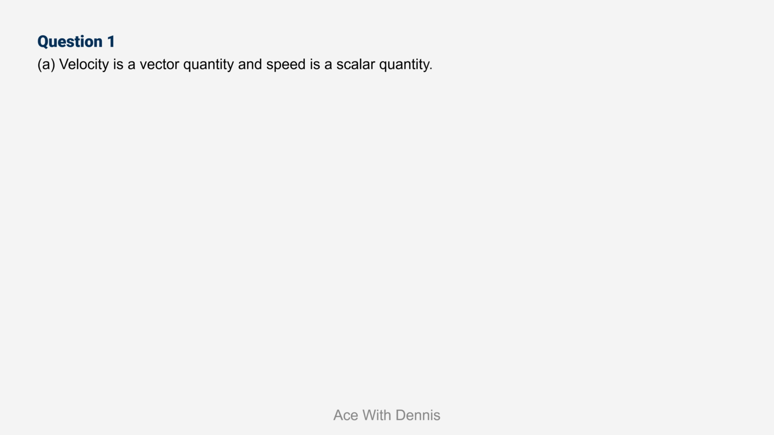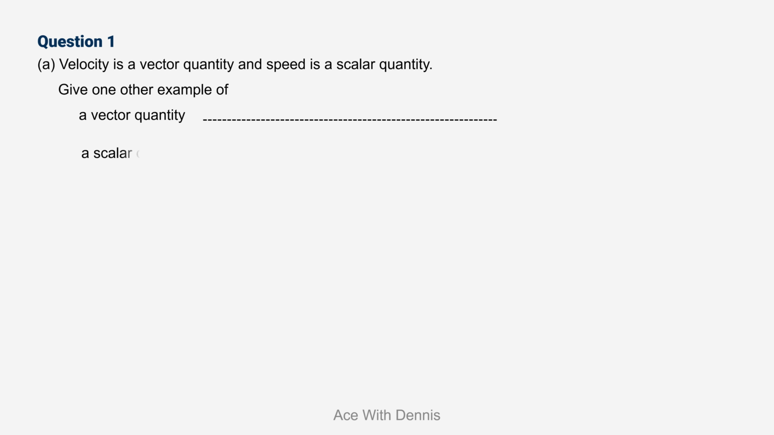Question 1. A. Velocity is a vector quantity and speed is a scalar quantity. Give one other example of a vector quantity and a scalar quantity. 1 mark. Okay, so I hope you already understand what's the difference between vector quantity and scalar quantity. So you can just give any example of a vector quantity and a scalar quantity to answer this question.